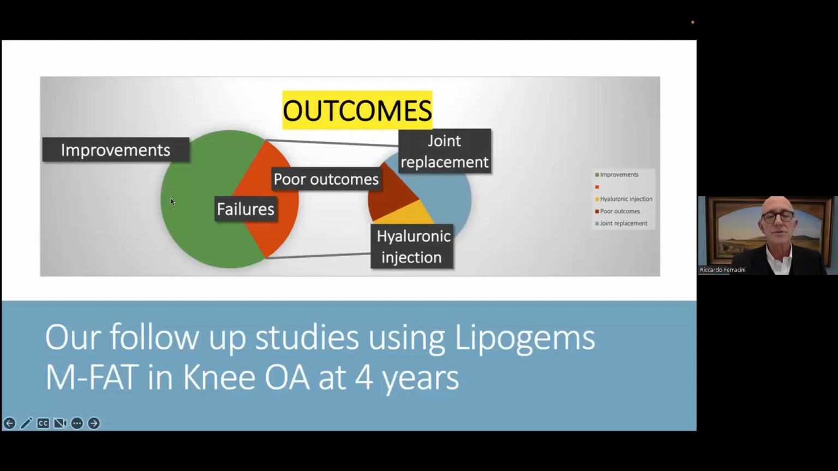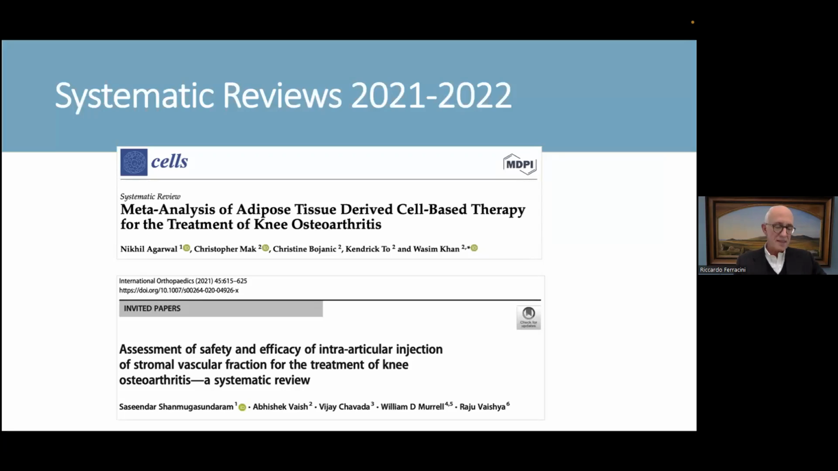The poor outcomes were treated: 50% of them with joint replacement, 25% with hyaluronic acid, and 25% were not treated by us, or we don't know what they've been doing. At some point we follow them on the phone, but we might not have been able to follow them anymore as patients because we didn't have a good result. And this goes pretty much together with what the literature says.